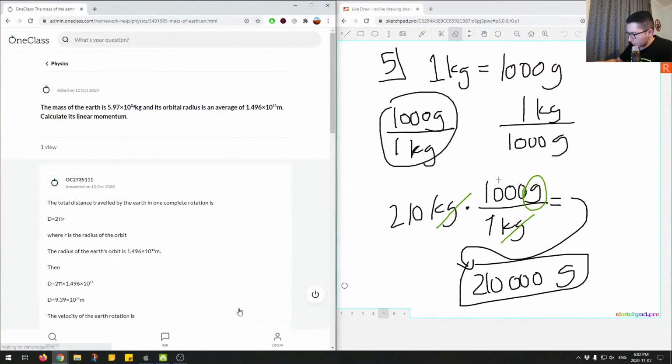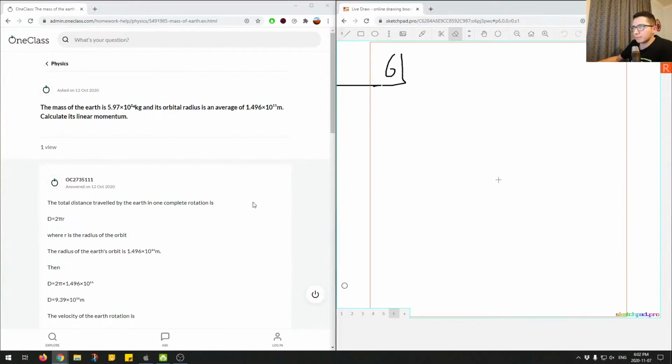Alright, question number 6. So in this question, we have the mass of the Earth is 5.97 times 10 to the 24 kilograms, and its orbital radius is an average of 1.496 times 10 to the 11 meters. So it's giving us the radius and the mass of the Earth.